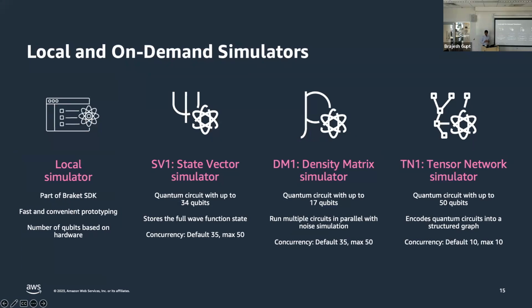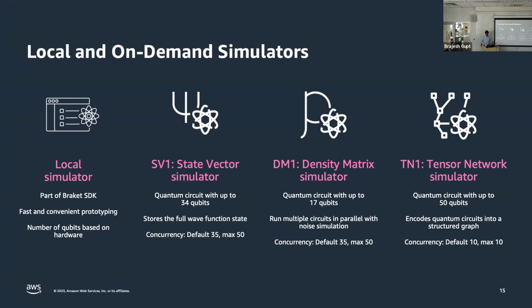And for that, we have local and on-demand simulators. The local simulator is part of the Braket SDK. So if you install the Braket SDK on your local laptop, you can use this local simulator to test rapidly and prototype your algorithms in a fast and convenient way. And the idea here is that to use the local simulator, you do not need to use the AWS cloud; it uses your local computer's CPU and RAM.